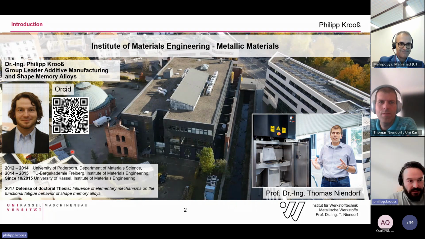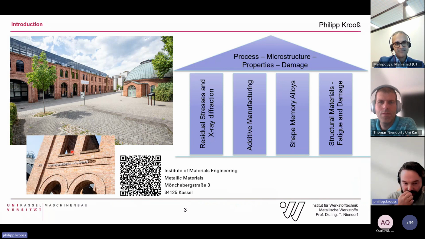Okay, the institute is subdivided in 4 main subgroups, so to say. It's first the residual stress and X-ray diffraction group. There we, as the name says, are dealing with residual stresses in different kinds of materials and also do a lot of research on methodologies of X-ray diffraction analysis. Then the additive manufacturing and the shape memory group, where I am the group leader, and then the structural materials group, where we deal with fatigue and damage, mainly on structural materials, lightweight, high temperature materials, and some novel materials as well.